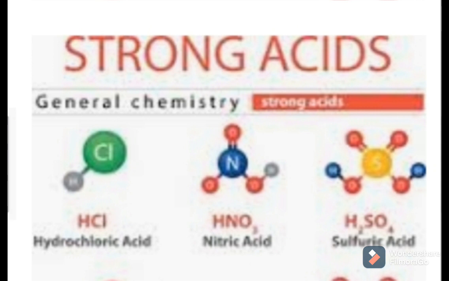Students, do you know any examples of strong acids? In your laboratory mainly we use three acids, sulfuric acid, hydrochloric acid and nitric acid, and all these acids are strong acids. What is the formula for hydrochloric acid? It is HCl. What is the formula for sulfuric acid? It is H2SO4. And what is the formula for nitric acid? It is HNO3. All these three acids are strong acids.